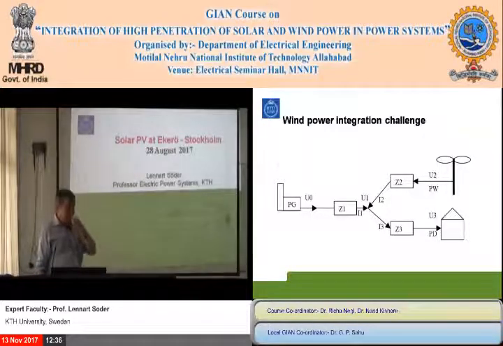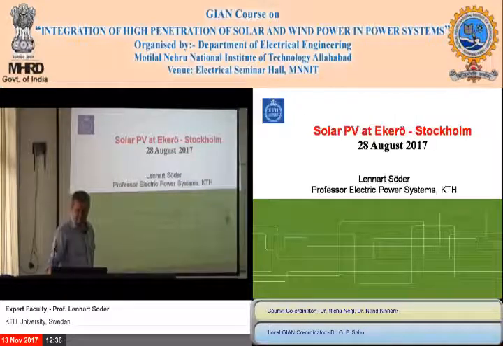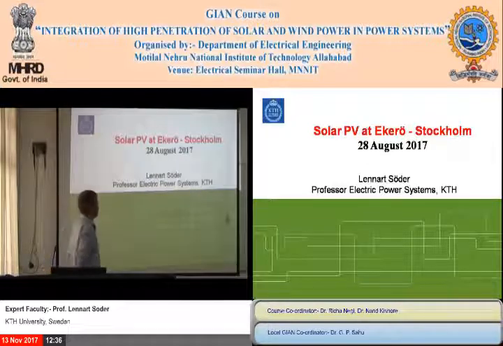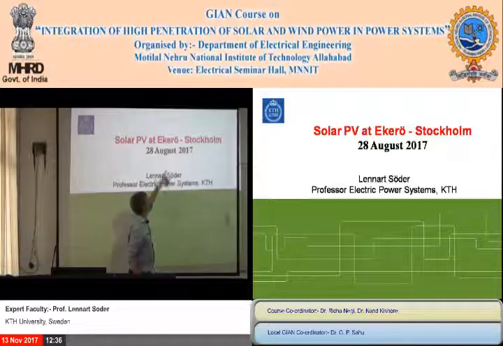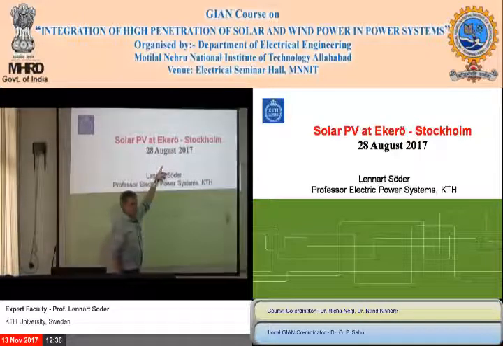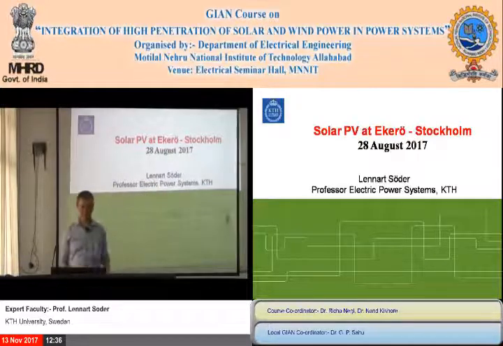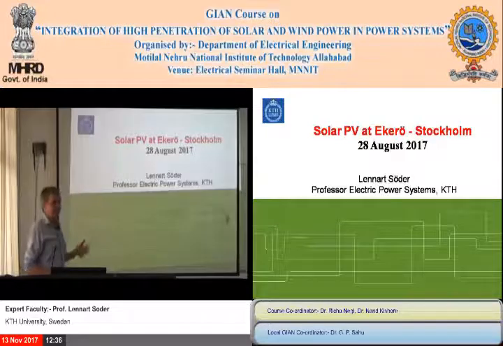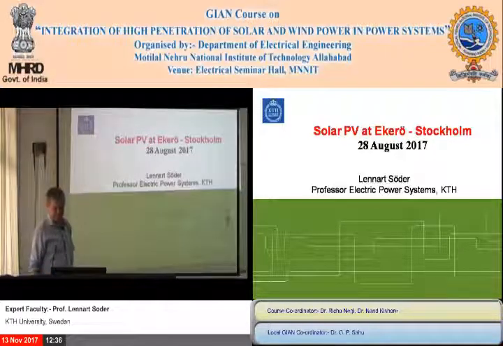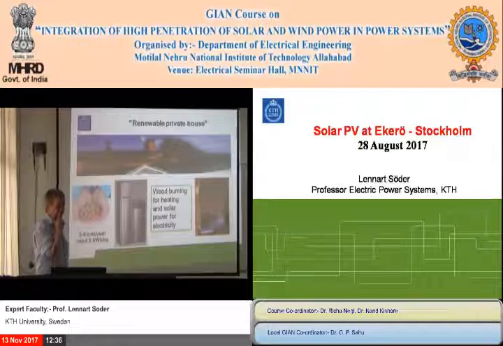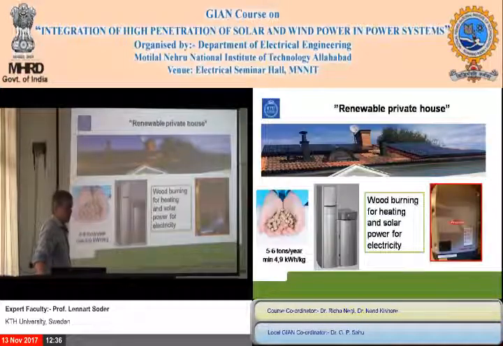Okay, I will start with this. This is my house. Ekerö is where I live. Söder, which is my second name, means south in English, and Ekerö is the island of the oaks. Okay, so there I live. It's outside Stockholm. It's the same island where the king lives in reality. He moved there first.